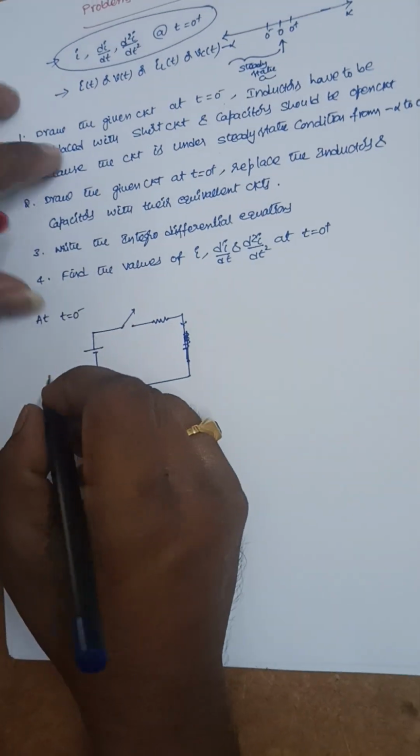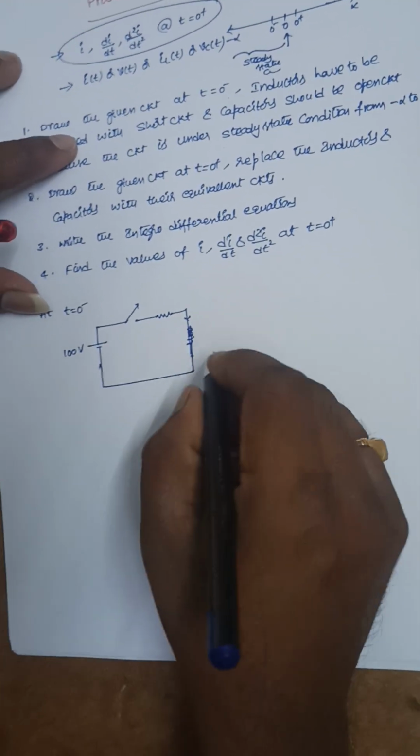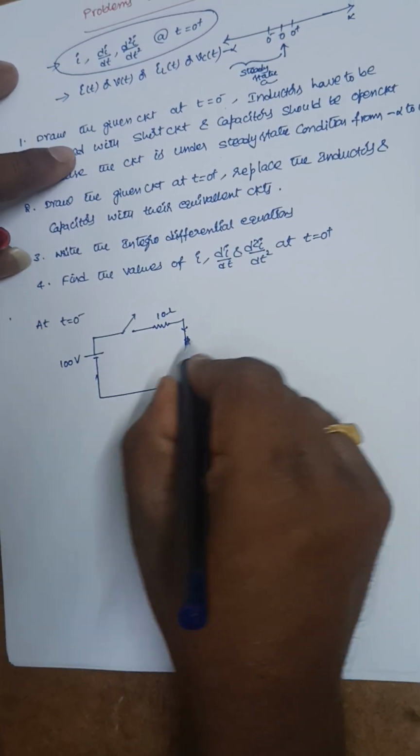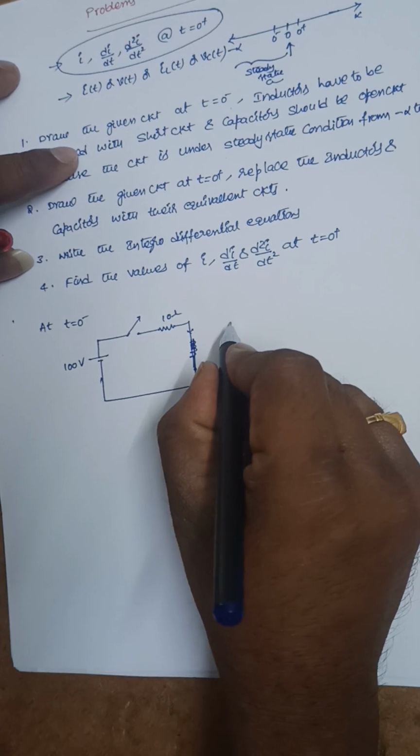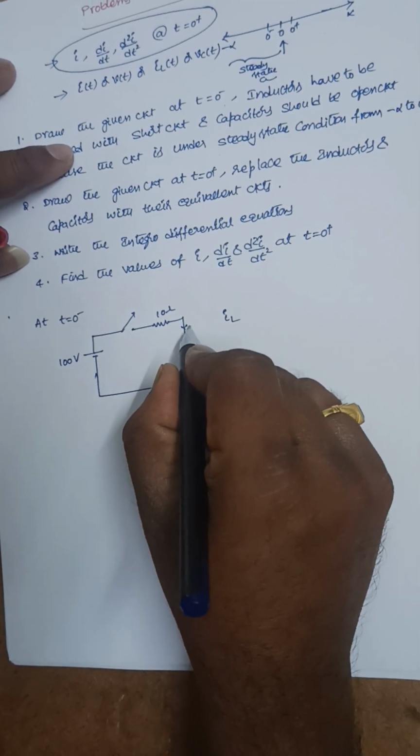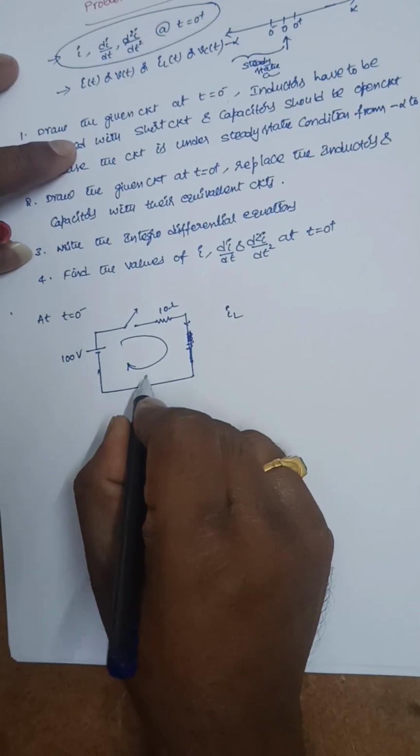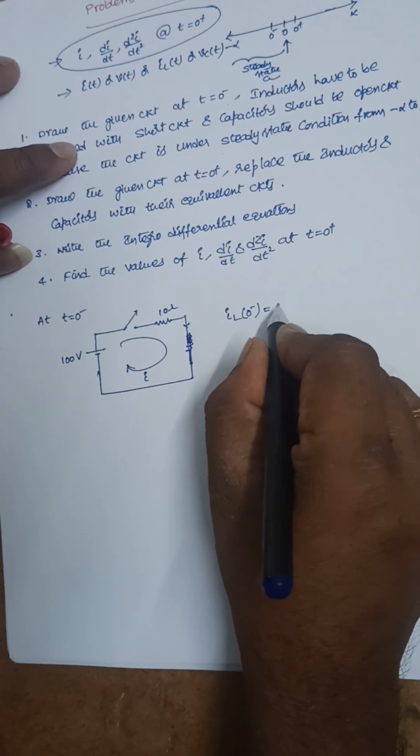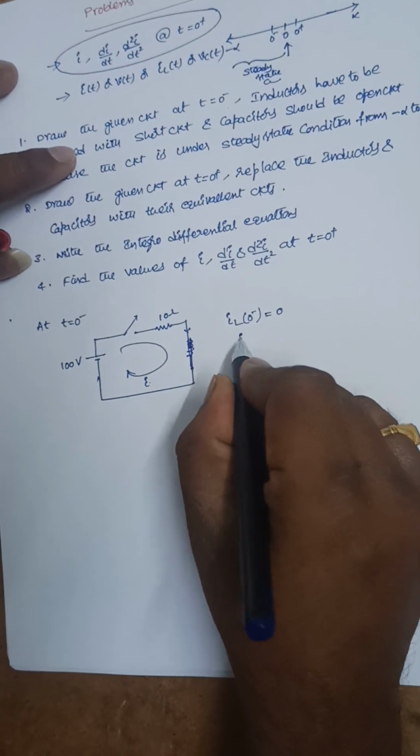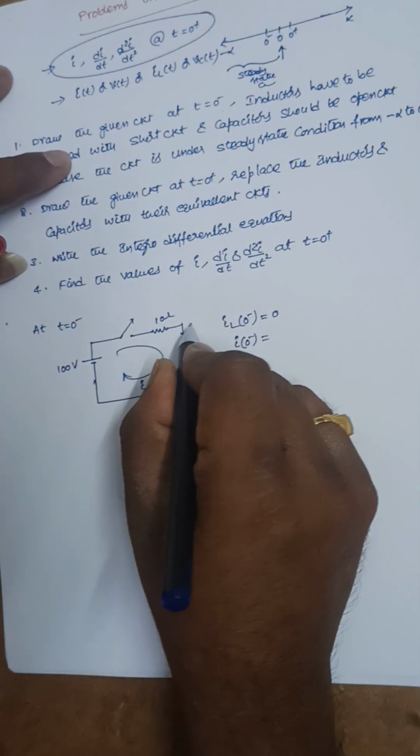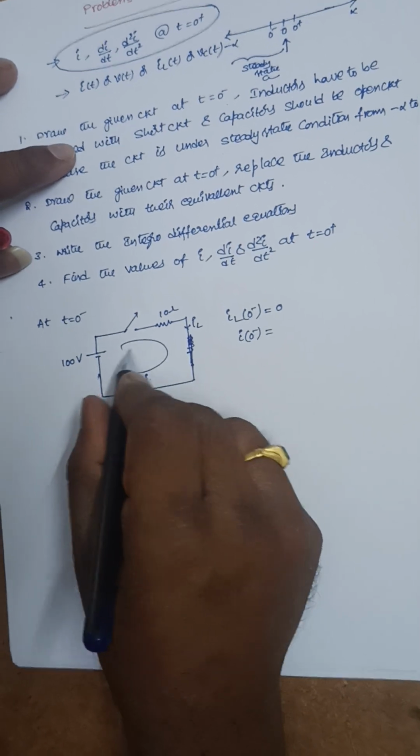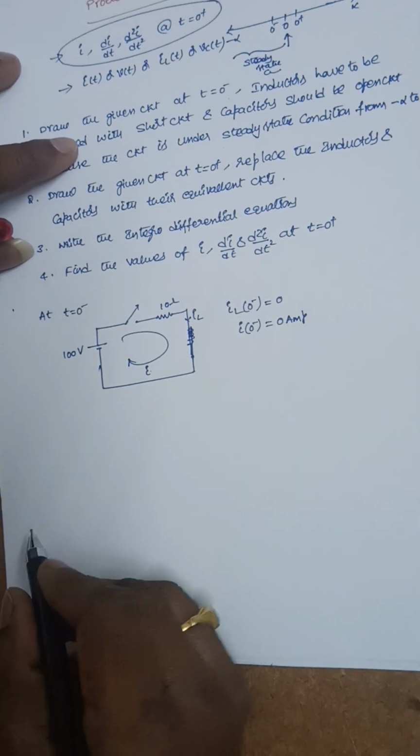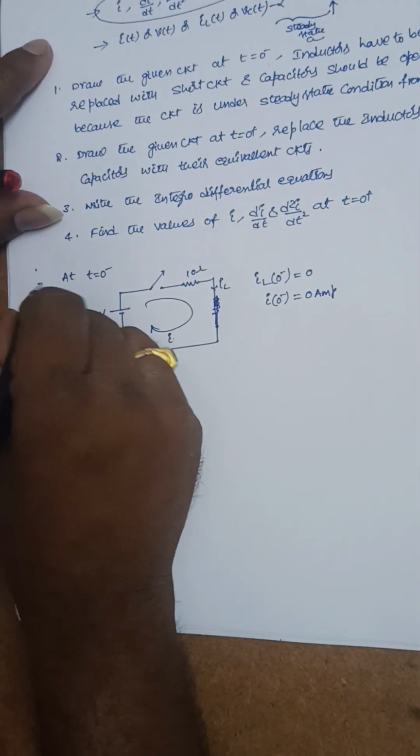Okay. So this is 100 volts and this is 10 ohms. At t is equal to 0 minus, since the switch is in open position, the current that is flowing through this inductor is this current. So IL of 0 minus is equal to 0, or I of 0 minus. Both are the same here. It is I of 0 minus is equal to 0 amperes. Now this is the first step.